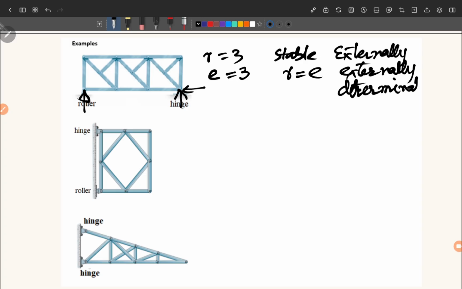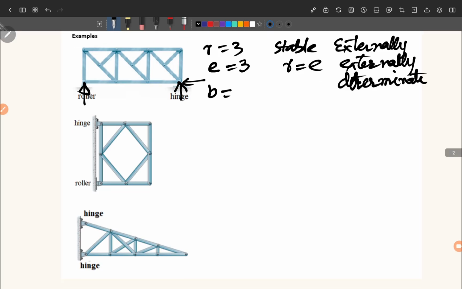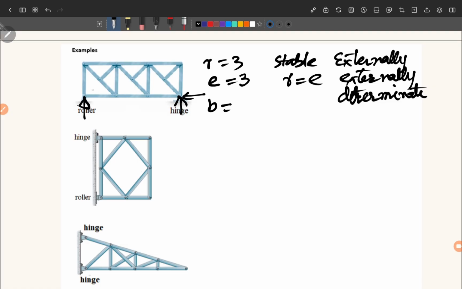Externally determinate. Okay. Now we look for the internal stability and determinacy, and for that we have to count how many bars are there. So B equal to how much, and for that we check the number of bars: 1, 2, 3, 4, 5, 6, 7, 8, 9, 10, 11, 12, 13, 14, 15, 16, 17, 18, 19. So B equal to 19.